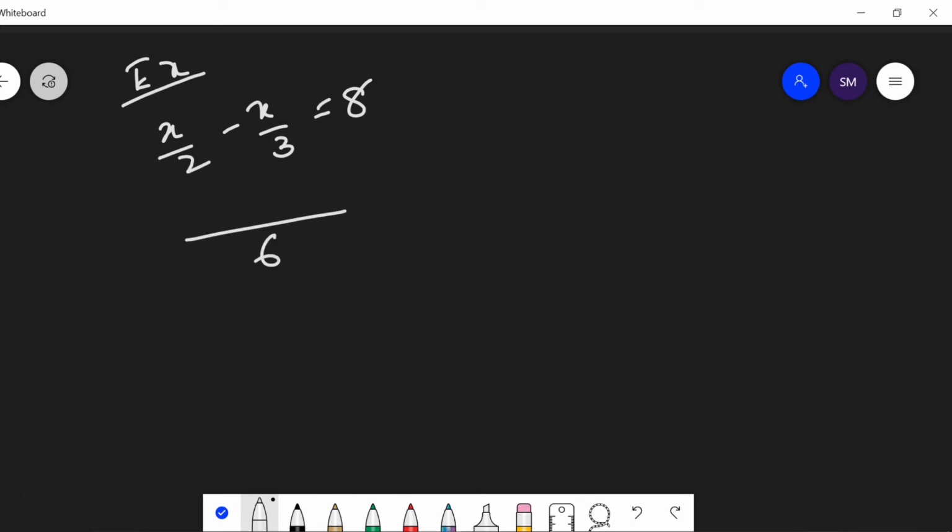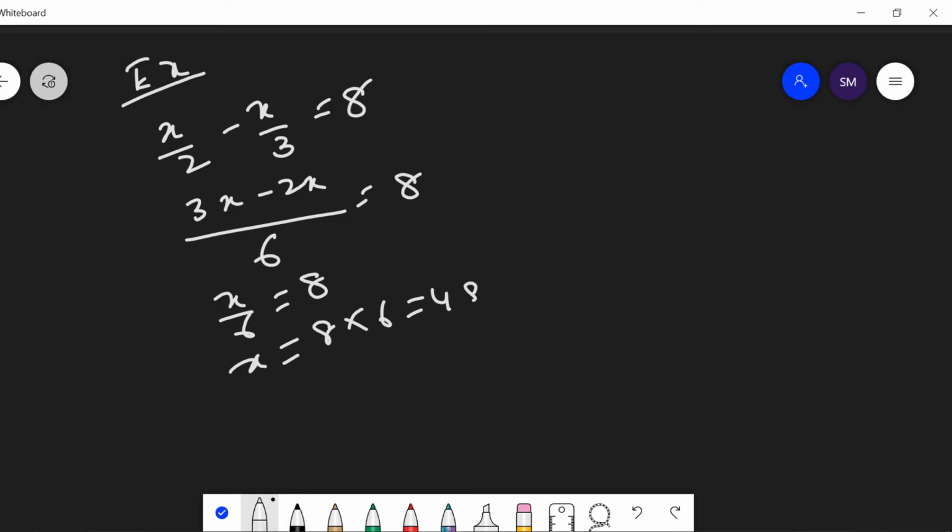Then take the LCM as 6. This is 3x minus 2x is equal to 8. x upon 6 is equal to 8. x is equal to 8 into 6 is equal to 48. As I have already told you, when the constant is at the denominator in LHS, when we shift it to the RHS, it gets shifted to the numerator. As 6 is divided here, when we shift it to RHS, it gets multiplied. x is equal to 48. Then we get the answer x is equal to 48.